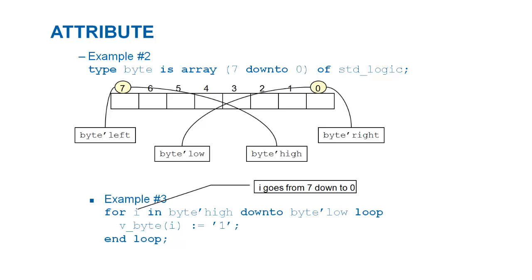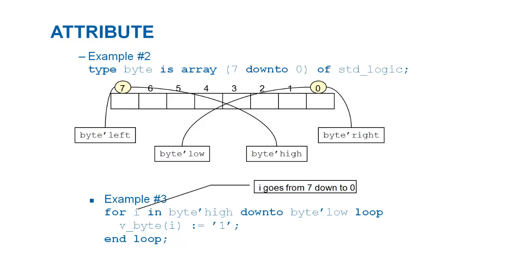So now we have 7 on the left side, even though it's the highest bit position, and we have 0 on the right hand side, even though it's the least bit position. We can see that this is different from the organization in the previous slide. Now we have 7 on the left and it's the highest, and now we have 0 on the right and it's the lowest bit position.